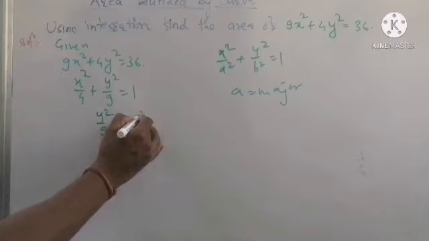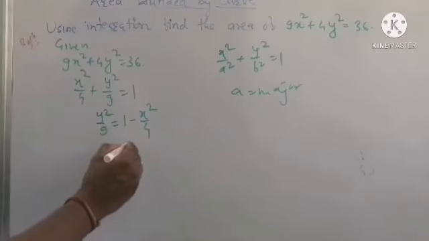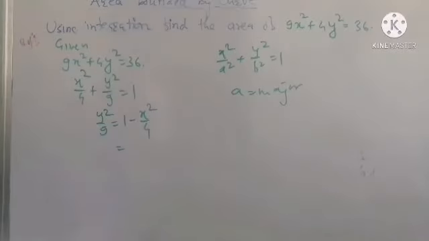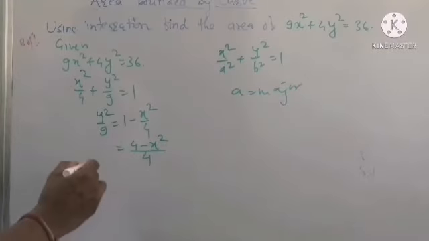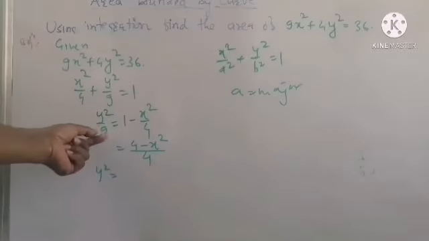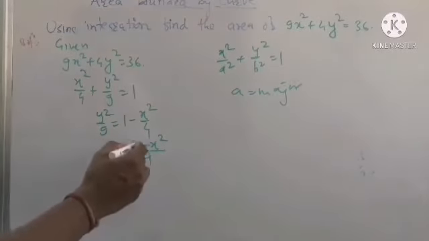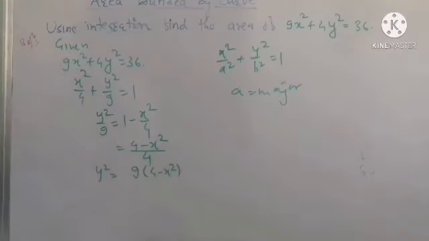On the right hand side we get a subtraction, 1 minus x²/4. Now by cross multiplication we get (4 minus x²) with the common denominator 4. Now y² can be separated by taking the 9 to the right hand side. Since it is in the denominator, we take it to the numerator as a multiplication: 9 into (4 minus x²). As 4 is a constant, we can adjust it in the denominator.